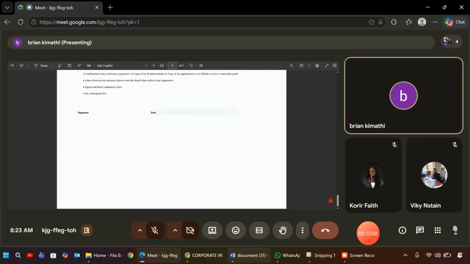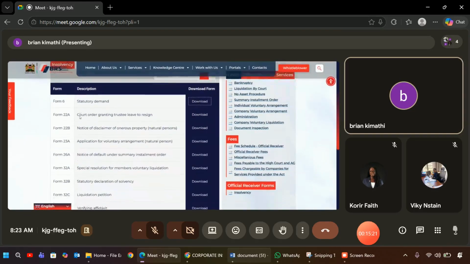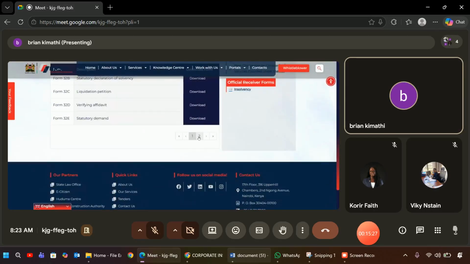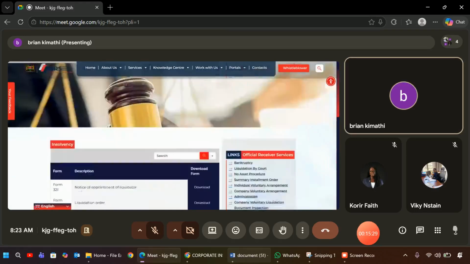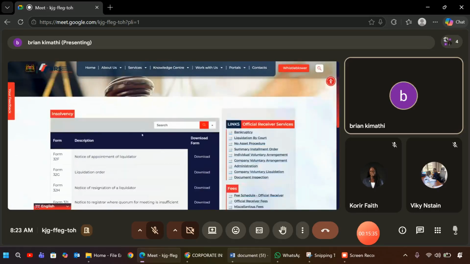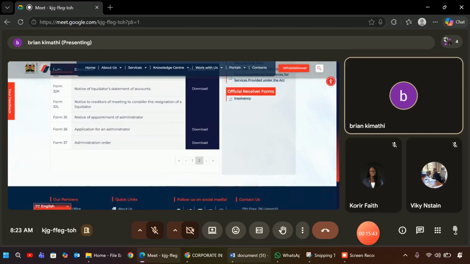So I was just sharing that one form peke yake niwaonyeshe that hizi vitu zote zenye tunaenda kuangalia kwa act zote ziko hapa, all these forms. Unaona sasa, let me share another tab here. So all these forms unaona hapa, form 6, form 22, sijui what, all these pages unaona kuna page 1 na page 2. All these forms na hizi ni insolvency, hizi zote, all these forms they are derived from the act and the regulations. Hizi zote, everything in the act and regulations sasa iko na a standard template of how you apply for it, si ndio?